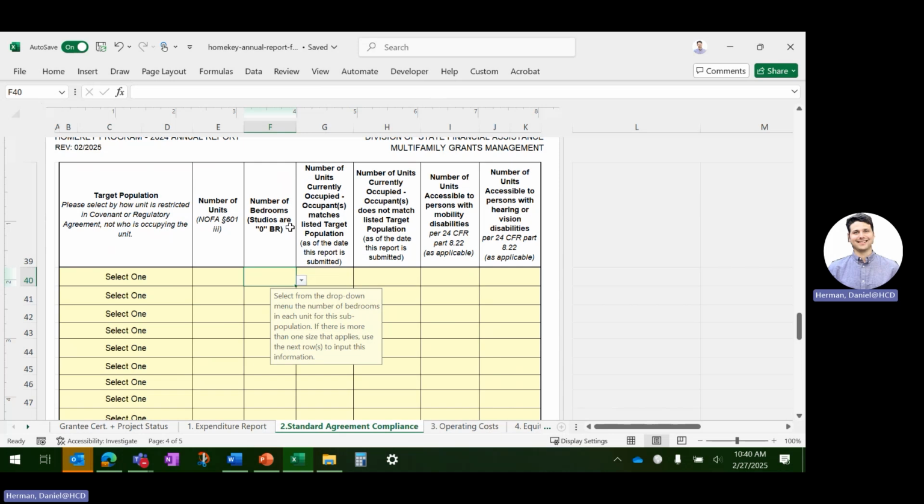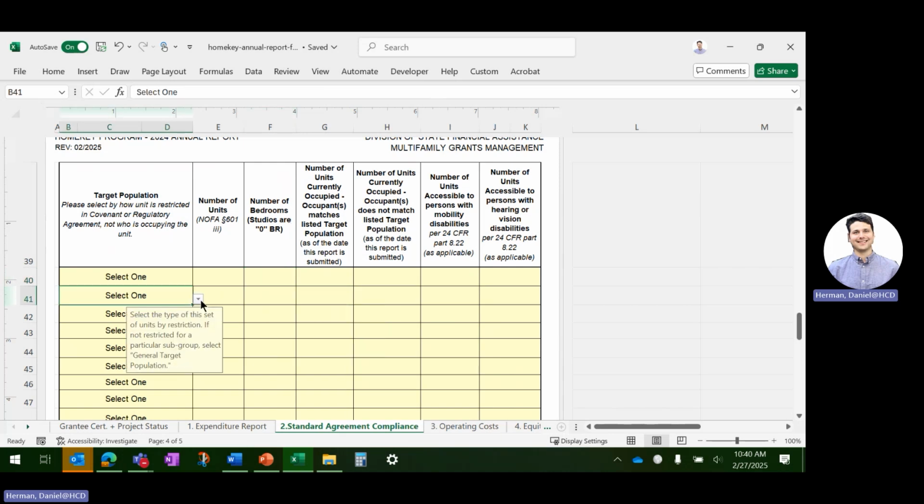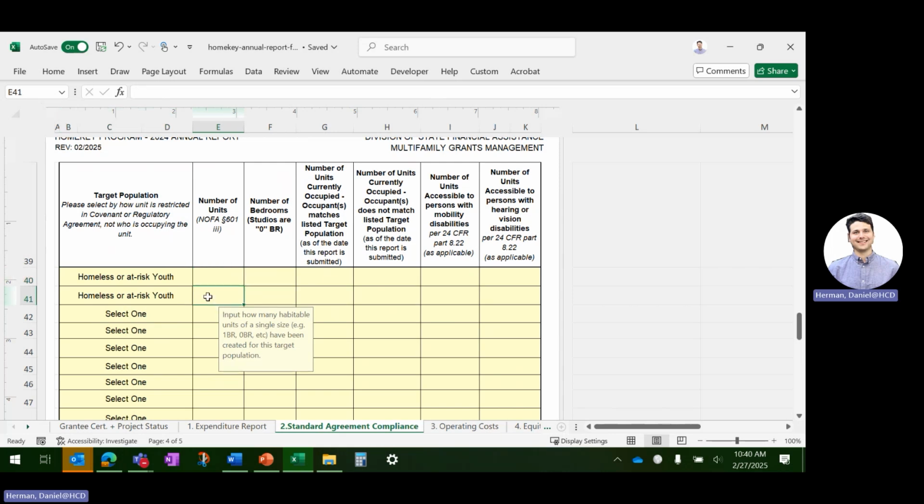So if there are 4 bedrooms for, say, youth, homeless or at-risk youth, and 3 of them are 1 bedroom and 1 of them is a studio, then you'll enter those in as such, separating out the number of units by bedroom type.